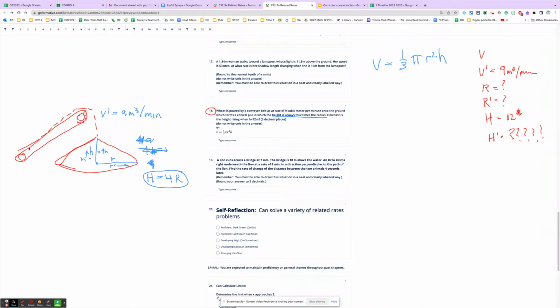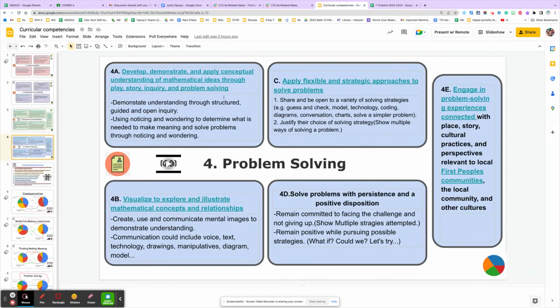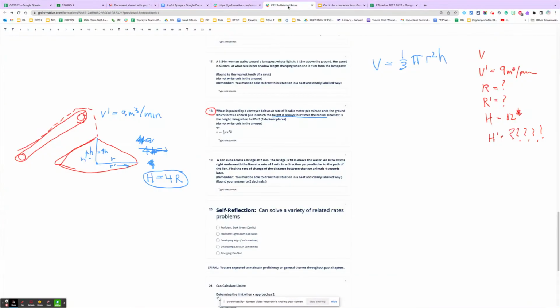I'm trusting at this point that you can draw this picture and that you can write down the equation. The hard part right now, and the real life application right now, is when we look at a problem, whether it be real or abstract, whether it be in school or out of school, whether it be personal or athletic or musical or whatever it is, what we have to be able to do is use noticing and wondering to determine what's needed. And this is really tricky, and you only get good at it by persisting. 4D and 4A go together. So it's also, are you open to a variety of ways? And we talk about that all the time.